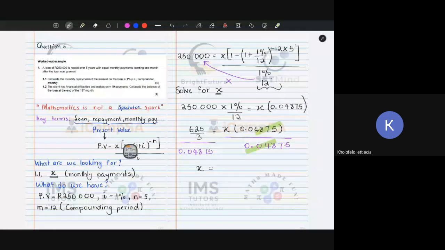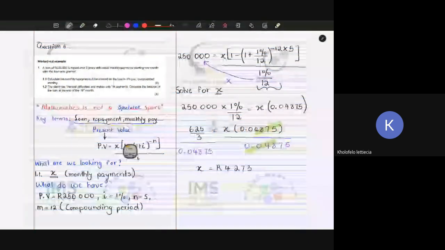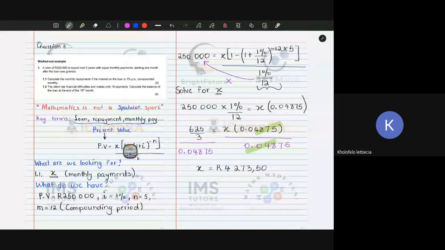So when you say 625, okay, x is equal to 4,273.50. On point. Thank you for that. So that is what we have, guys. Our x is 4,273.5. So we're done with the first calculation. If they want to pay the loan off over 5 years, they will need to pay that amount, 4,000 something.